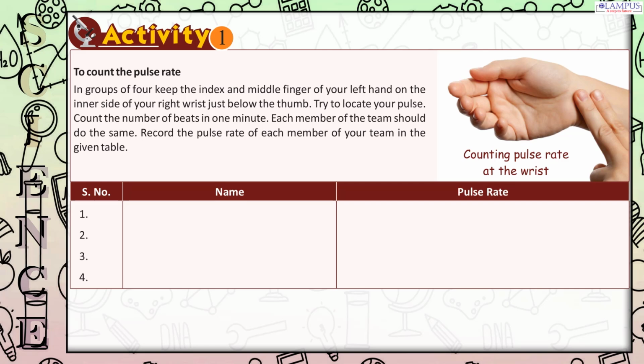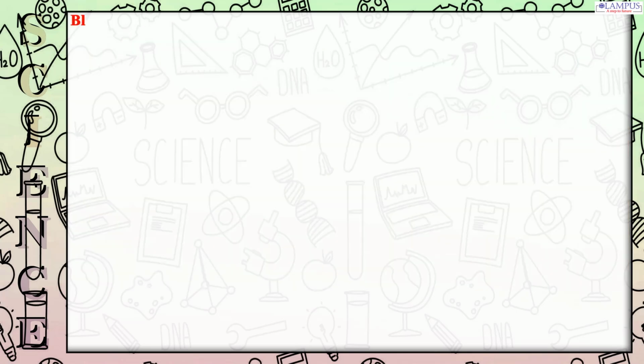Activity 1. To count the pulse rate. In groups of 4, keep the index and middle finger of your left hand on the inner side of your right wrist just below the thumb. Try to locate your pulse. Count the number of beats in 1 minute. Each member of the team should do the same. Record the pulse rate of each member of your team in the given table. Counting pulse rate. At the wrist. Serial number. Name. Pulse rate. 1 2 3 4.